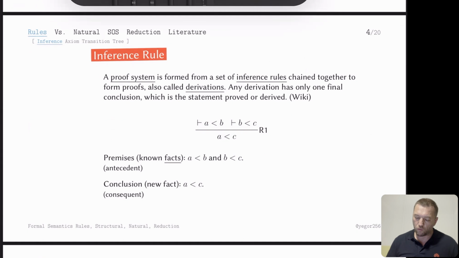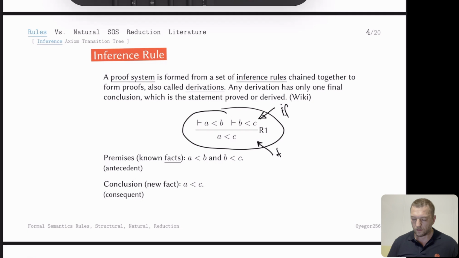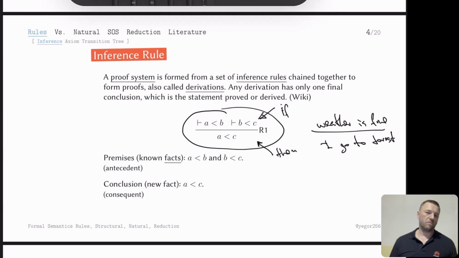This is the way rules are written. It's called inference rule. It means that if what is on the top is true, then the bottom is also true. So let's say I can say if the weather is fine, I go to forest. So if the weather will be true, then I go to forest. That's a primitive example of an inference rule. If something is true, then what's at the bottom line will also be true.